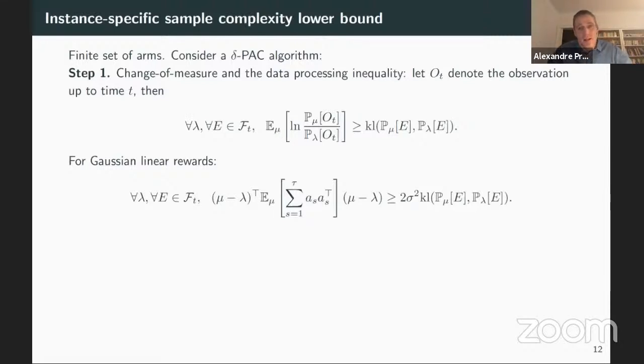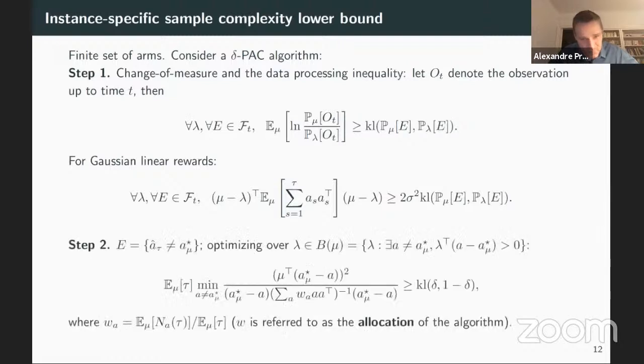All right, so I was deriving the instance-specific sample complexity lower bound. I told you it's very convenient in this case because the expected log likelihood ratio has an explicit formula as a function of the expected covariate matrix. If I take the event that you are not returning the best arm under mu, where A star of mu is the best possible action under mu, then if I have a delta PAC algorithm, I know that the probability of this event under mu should be smaller than delta.